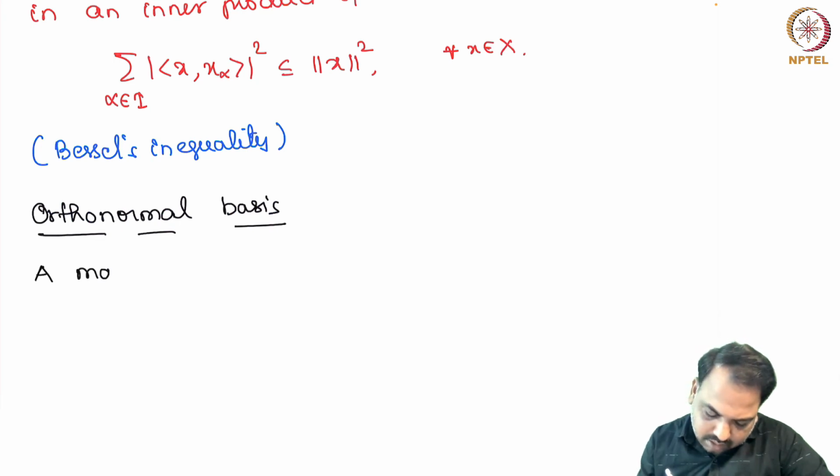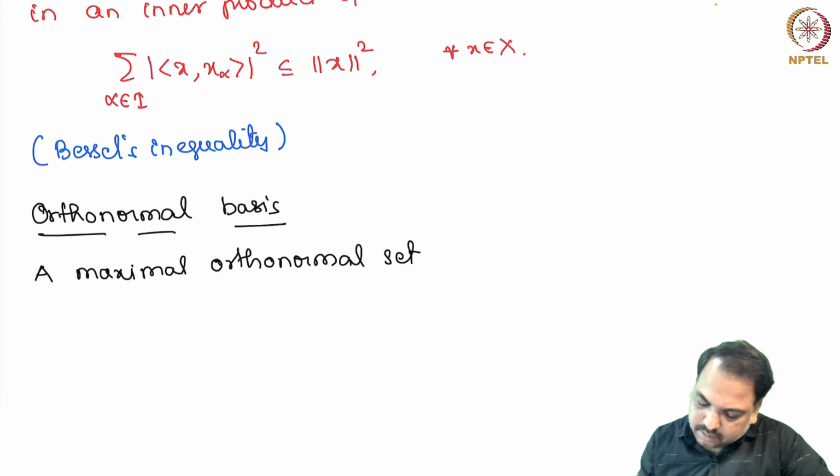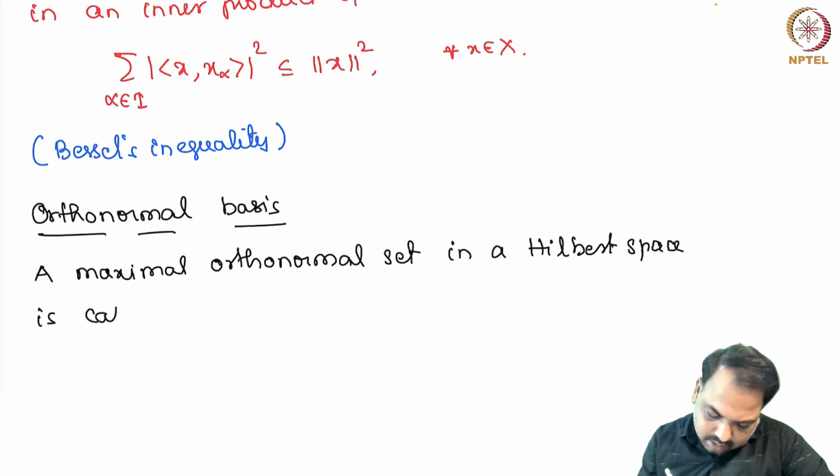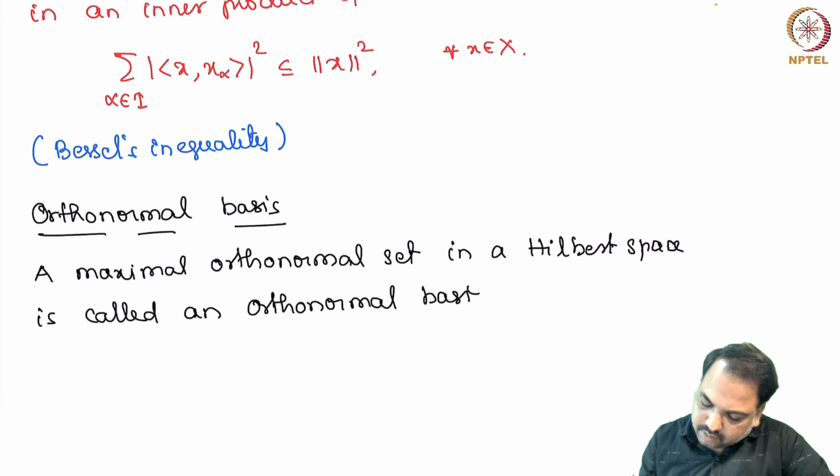A maximal orthonormal set in a Hilbert space is called an orthonormal basis for the Hilbert space.